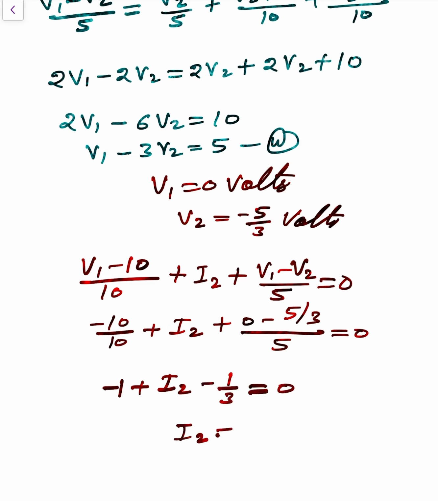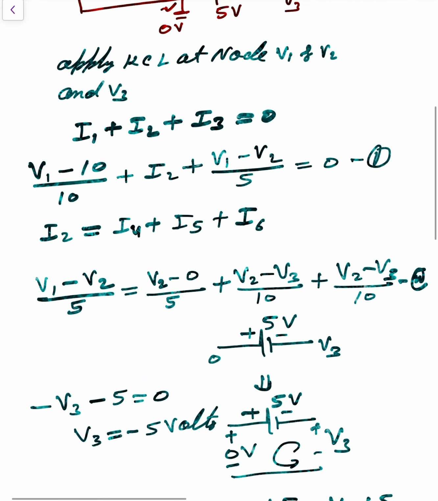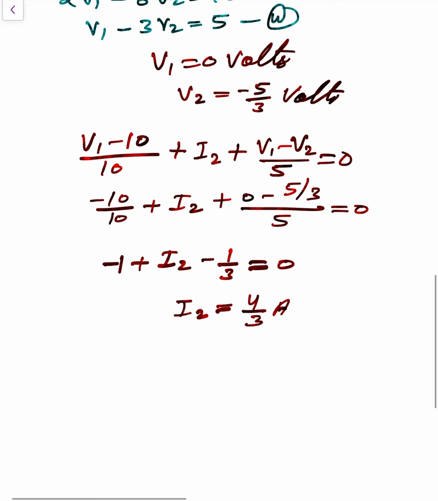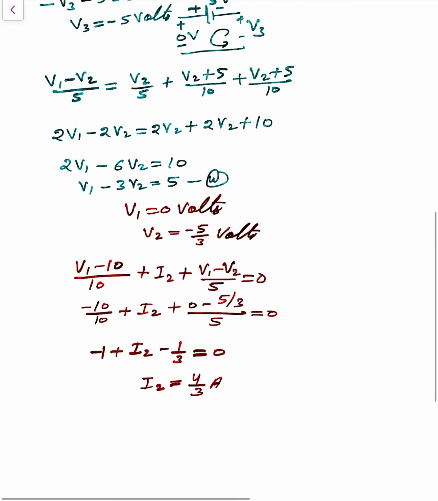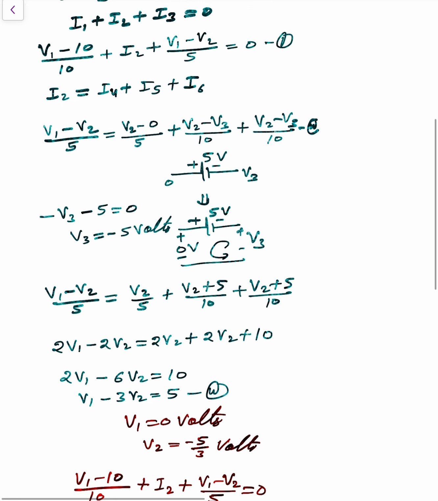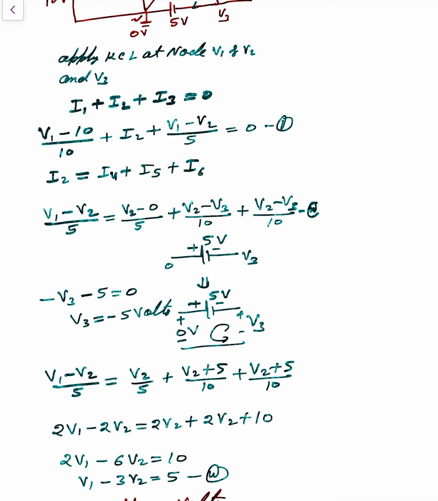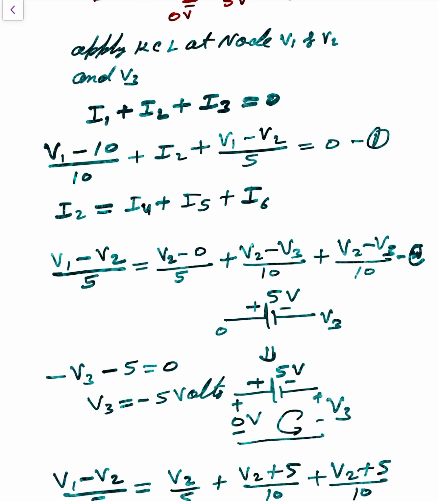So I2 is 4 by 3 ampere. I2 is plus 4 by 3 ampere. Clear or not? I2 is plus 4 by 3 ampere. Clear? So now what about that current is called? Clear or not? So we got I2.